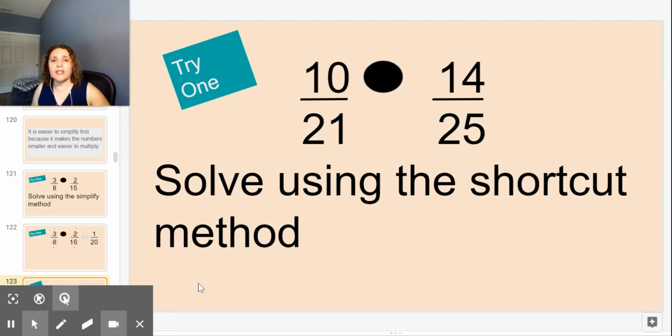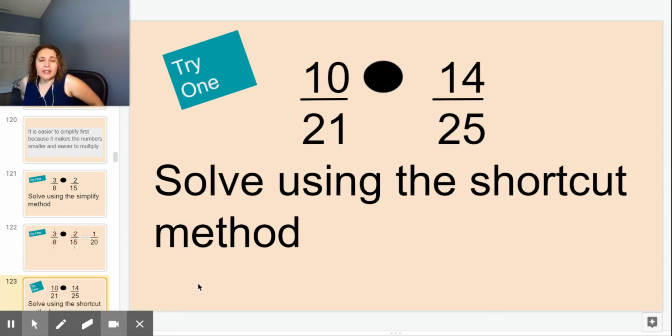Okay, so try this one. 10 over 21 times 14 25ths. Solve this using the shortcut method, the simplifying method first, then come back to me.